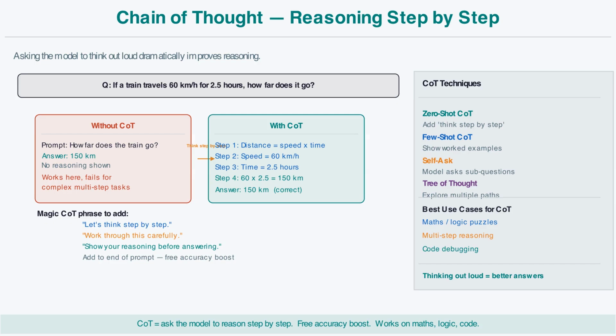Why does it work? Language models predict tokens one at a time. When a model generates reasoning tokens, actually writing out intermediate steps, those tokens become part of the context for subsequent predictions. The model is effectively building up the right answer token by token, checking its work as it goes. Without chain of thought, the model must answer in the first few tokens before it has really computed the answer. With chain of thought, the computation happens in the generated text itself. This is why it helps most on tasks that require multiple steps: maths, logic puzzles, code debugging, multi-step planning. For simple factual questions, it adds little benefit.